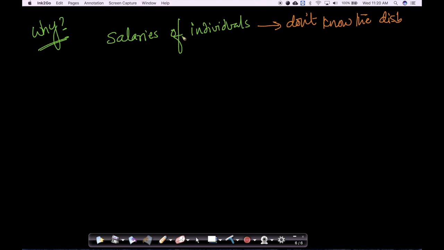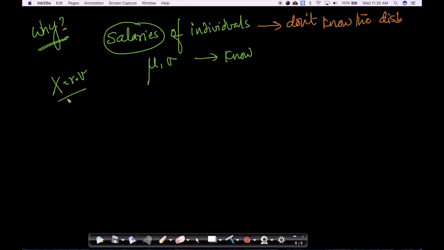But let's assume you do know the mean and the standard deviation. So you know the mean and standard deviation of the salaries. Let's say X is a random variable that represents salaries of individuals in a country. I don't know the distribution, this is very important. But let's assume I know my mean and standard deviation. I can compute the mean using central limit theorem, or using some other methods that we have discussed, like bootstrapping.